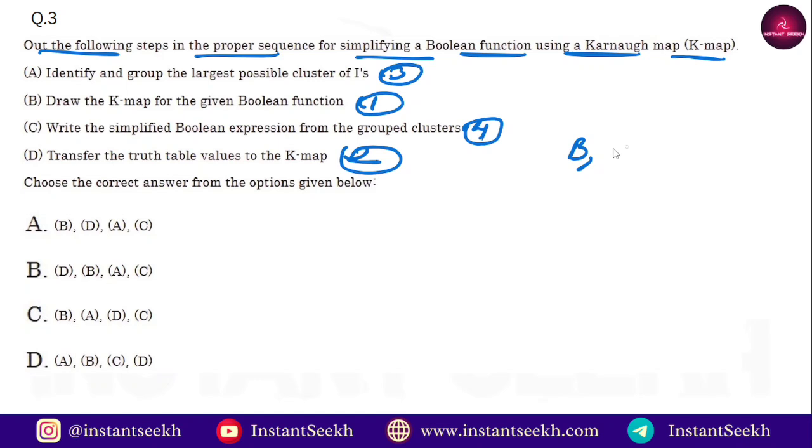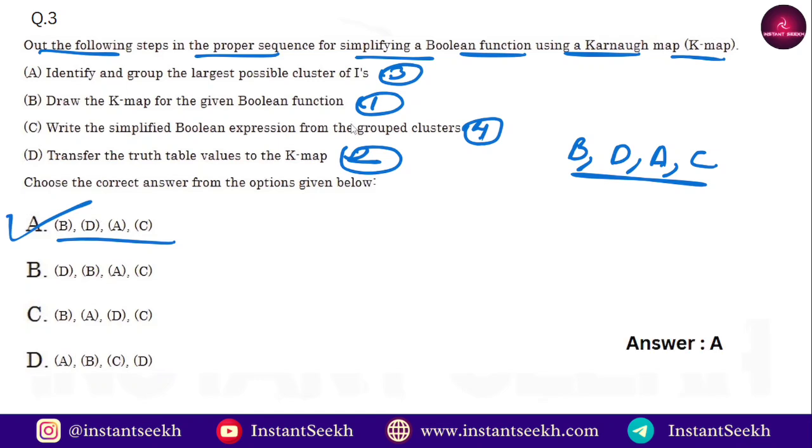First we draw the K map, then option D, we transfer the truth table values to K map, then option A, we identify and group the clusters, and at last we write the simplified boolean expression from the group cluster, that is option number C. Okay, so which option matches this pattern? B, D, A, C. This is matched by your first option itself, that is option A is your right answer for this particular question. Let's move on to the next one.